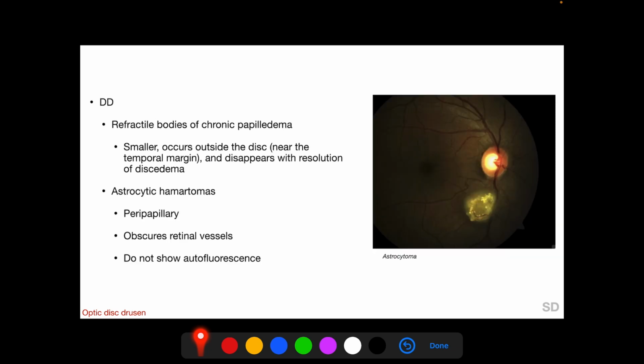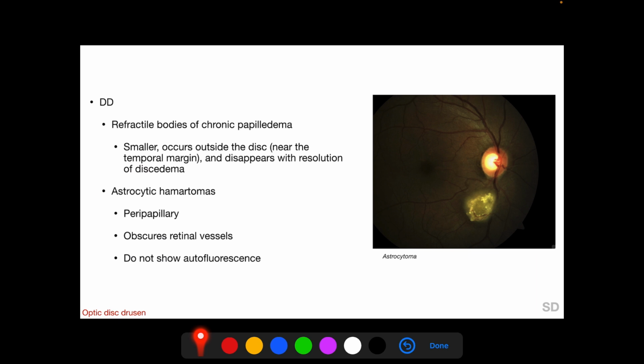In the differential diagnosis of optic disc drusen, we have refractile bodies which are found in chronic papilledema. However, these refractile bodies of chronic papilledema are smaller, occur outside the disc near the temporal margin, and disappear with resolution of the disc edema, so they do not persist when the disc edema resolves.